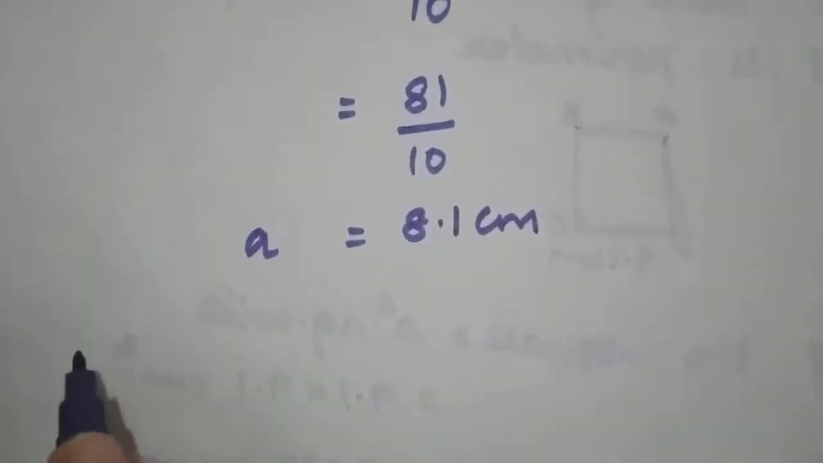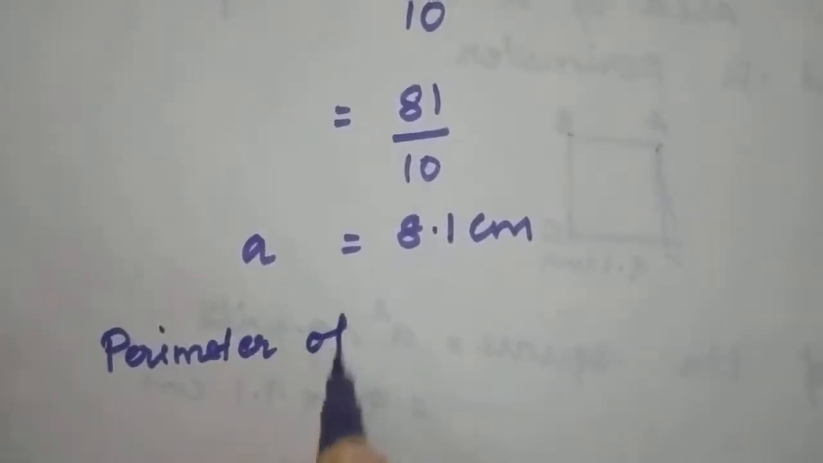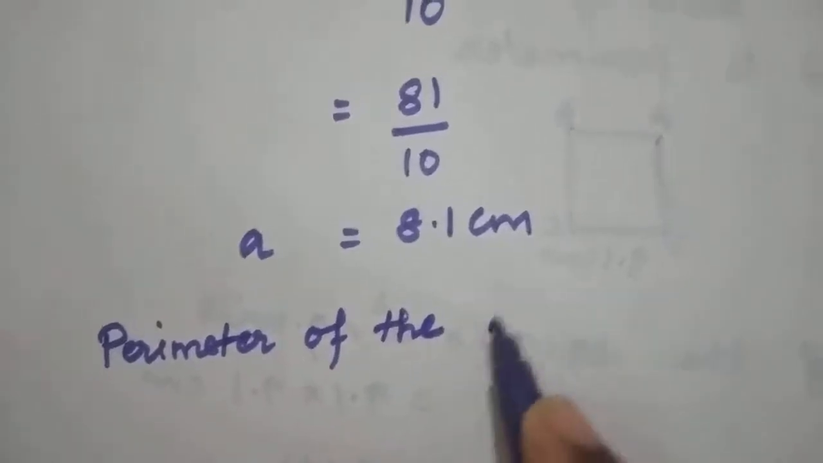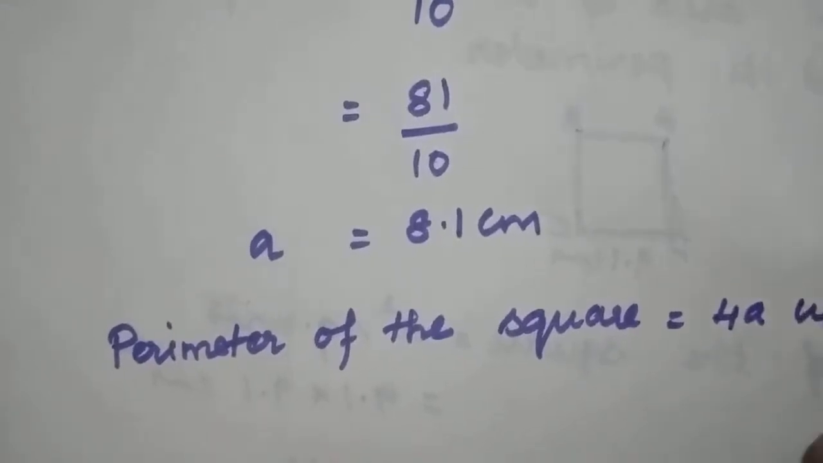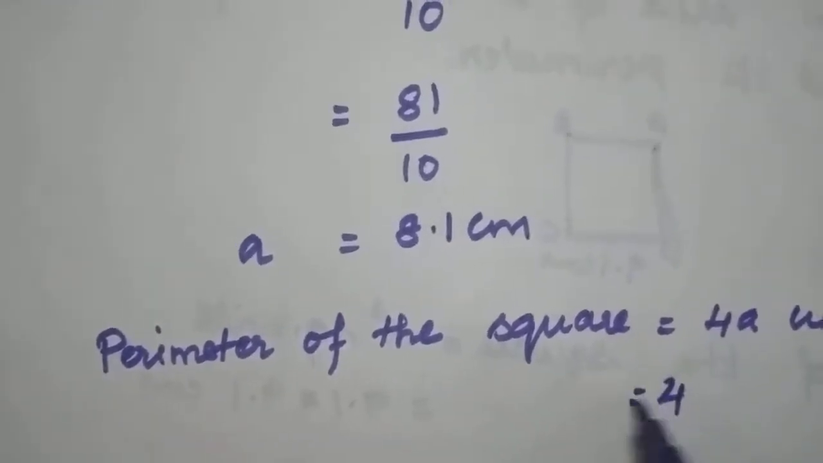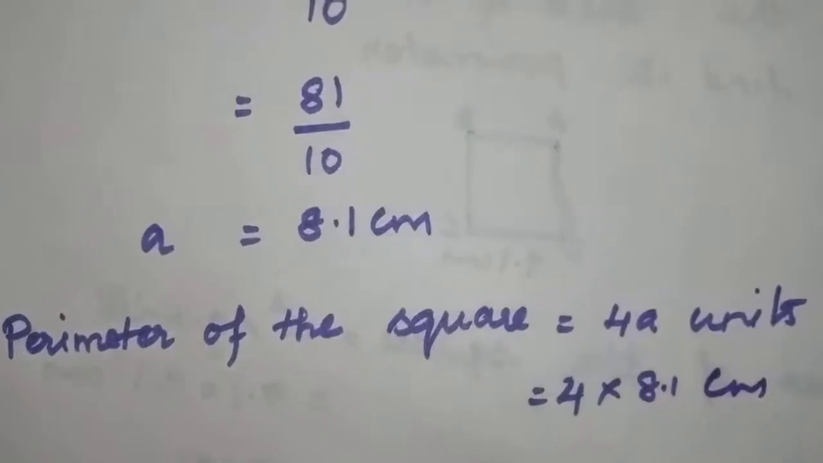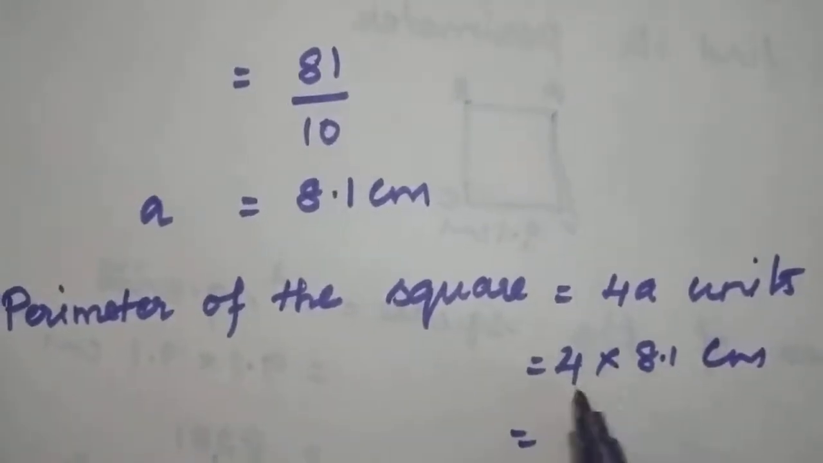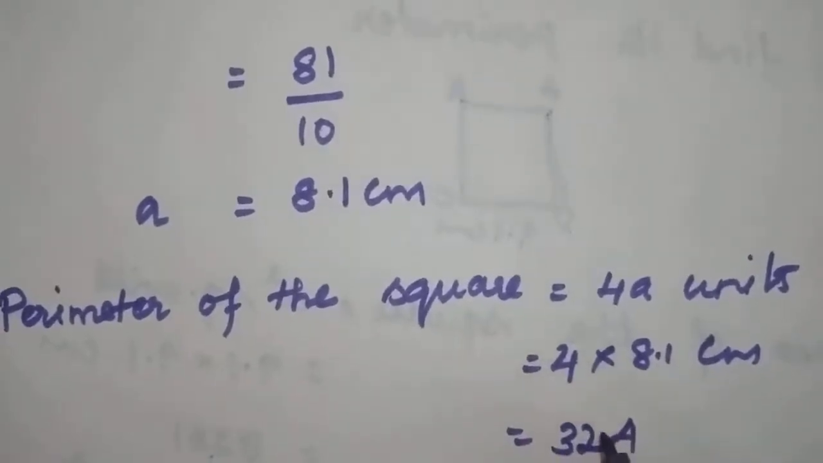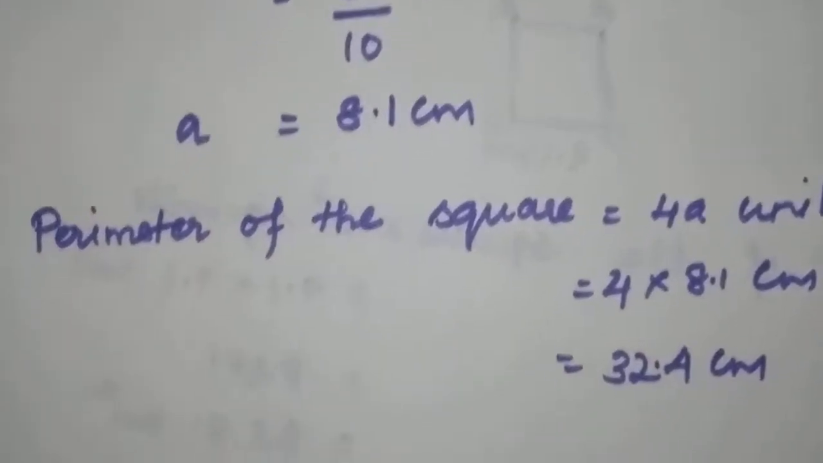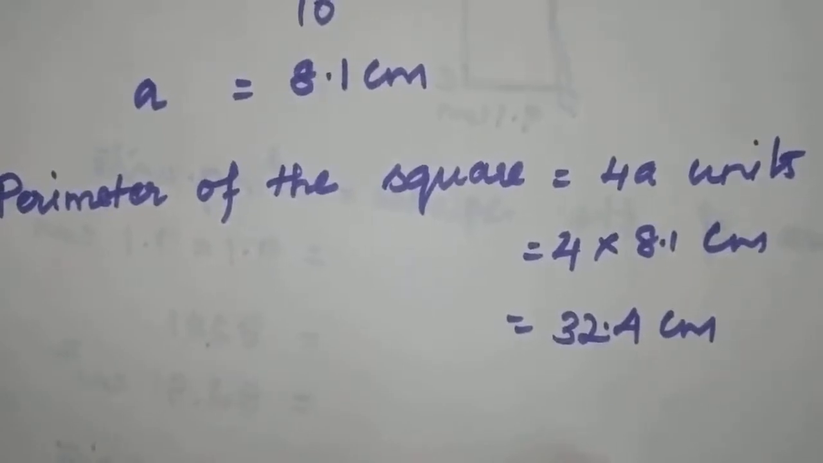What did they ask us to find? Yes, they have asked us to find the perimeter of the square. What's the formula? Yes, 4a units. You can write it as 4 into a, which is 8.1, and the unit is centimeter. Multiply these two numbers, 1 4s are 4, 4 into 8 is 32. So after one digit you have to keep the decimal point. 32.4 centimeter. The perimeter of the square is 32.4 centimeter. Is it clear, children? Yes.